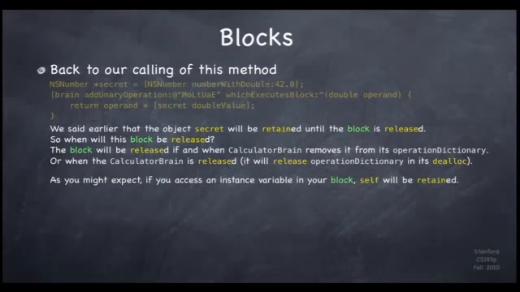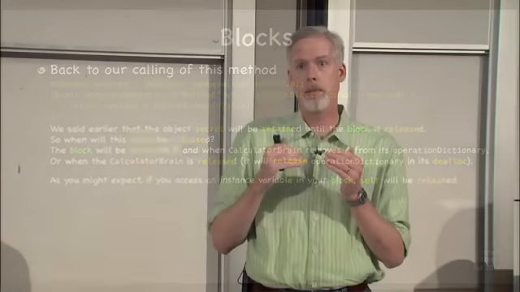So hopefully this example will help you understand what I mean by the retaining of objects that go in there, and that blocks are kind of like objects. They act very much like objects, at least from a memory management point of view. Now, as you might expect, if you access an instance variable inside your block, then self will be retained. Okay? That's because your object might call add unary operation, then someone might just release your object. But your object still needs to be around if this block wants to use an instance variable, so it'll get retained by this block. Okay?